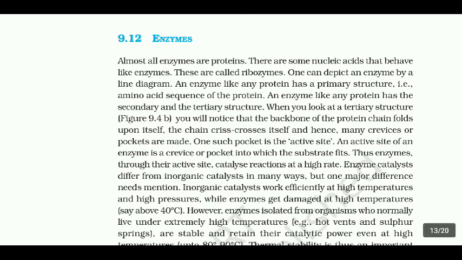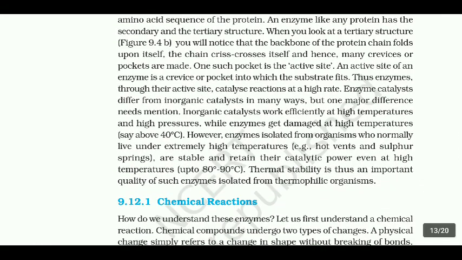An active site of an enzyme is a surface or pocket into which the substrate fits. These enzymes, through their active site, catalyze reactions at a high rate. Enzyme catalysts differ from inorganic catalysts in many ways, but one major difference needs mention.